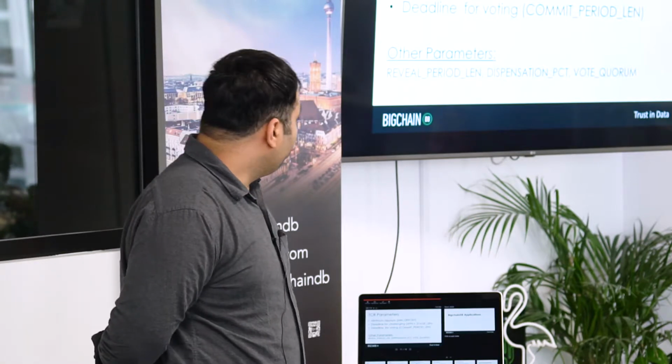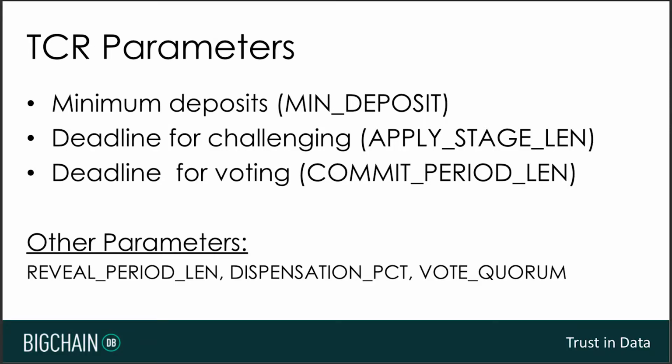So there are other parameters also. The reveal period length, where you can reveal some of the votes which are already committed. The percentage for dispensation and vote quorum.